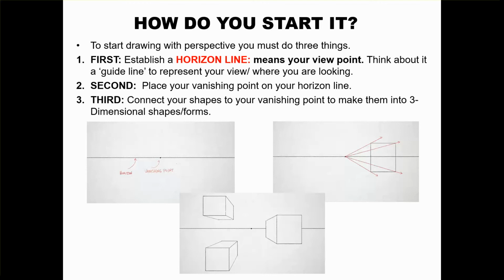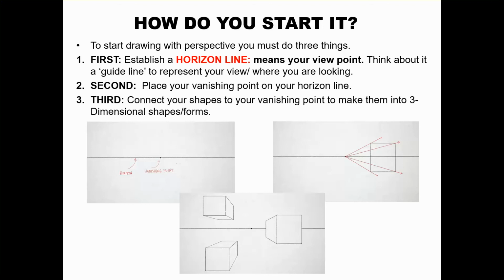So once we have that horizon line established, we have an area to place our vanishing point on, and that is the second thing we do. So you place your vanishing point on that horizon line, and once that's established, we can start making our shapes. So third is we draw our shapes, and then we connect them to that vanishing point in order to make this look 3D.